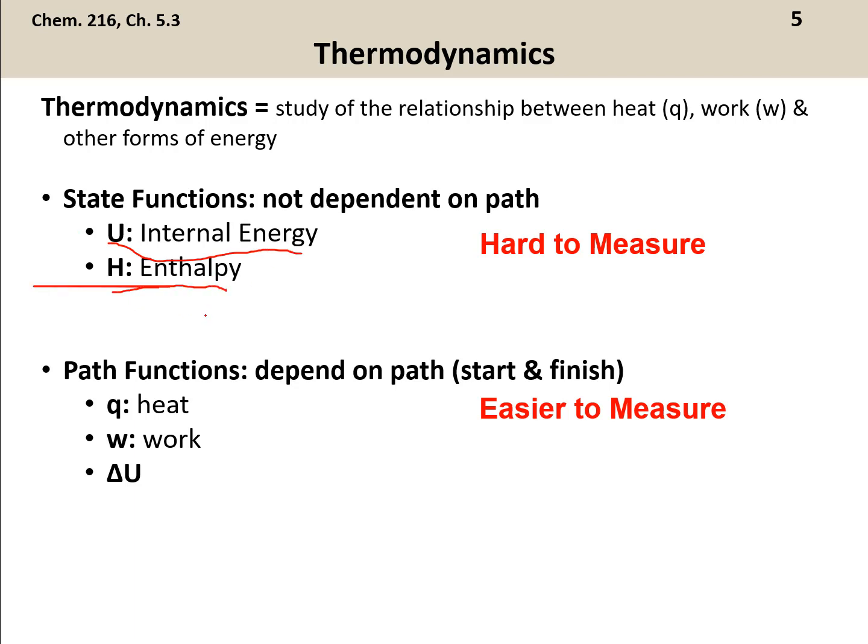And these are hard to measure. Think about it. If I'm on the top of that mountain, I go, what's my altitude? I don't know. But if I were to say, hey, what's the distance traveled? I could say, hey, here's my iPhone. It says I traveled this far, right? And so path functions, which depend on where we start and finish, these are easier to measure.